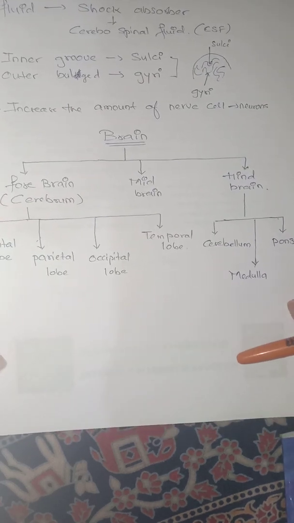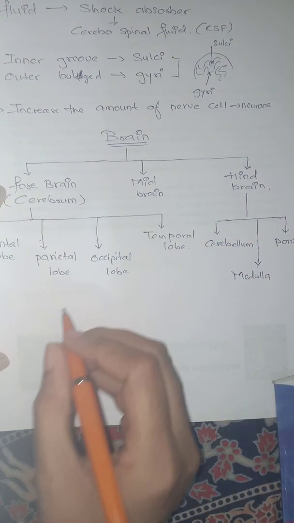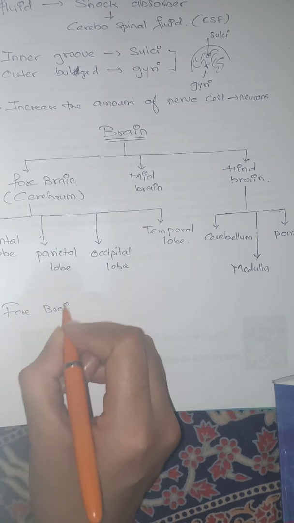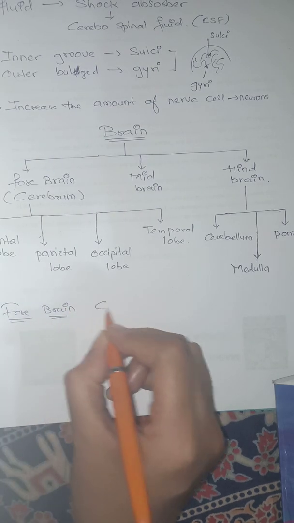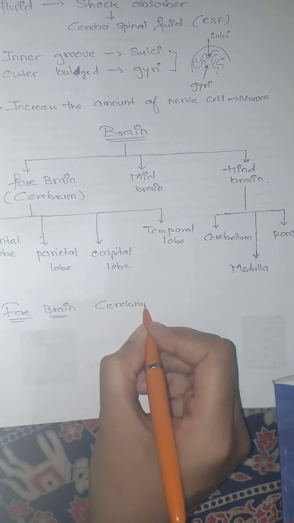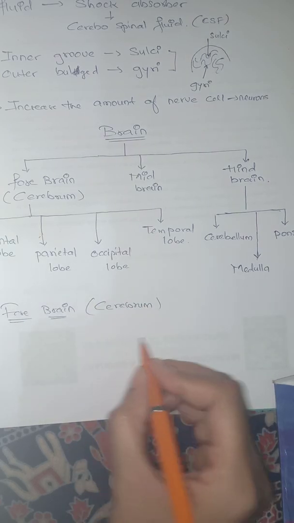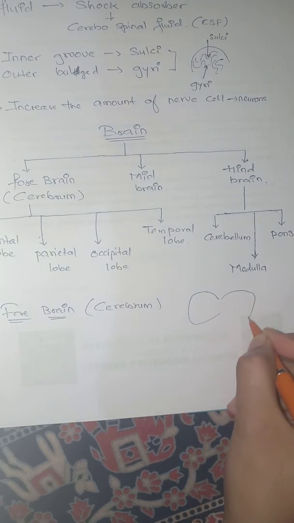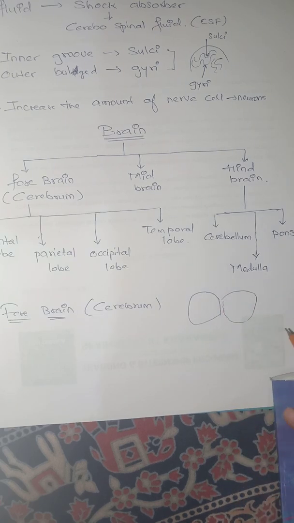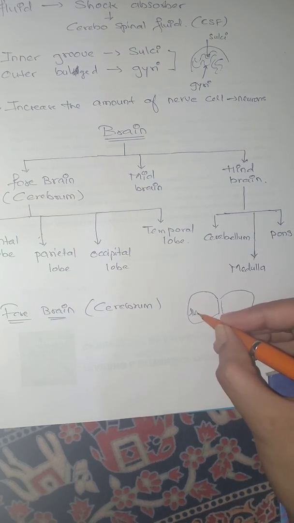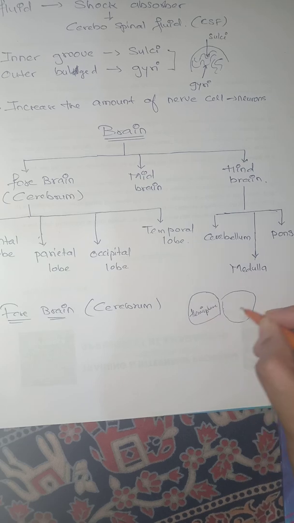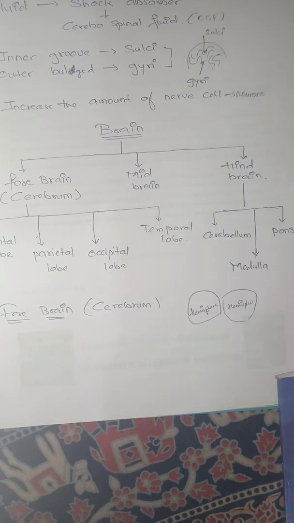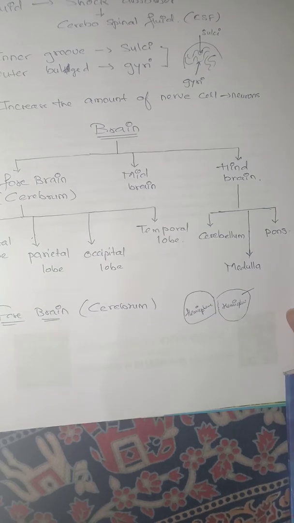So first, let's talk about the forebrain. The forebrain is also called the cerebrum. When you see this forebrain from the front side, you will see that it is divided into two lobes, called hemispheres. These two hemispheres of the cerebrum are called the cerebral hemispheres.